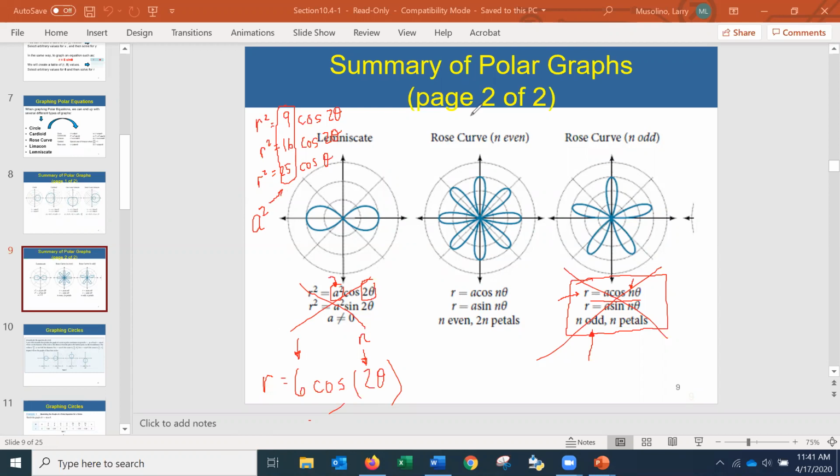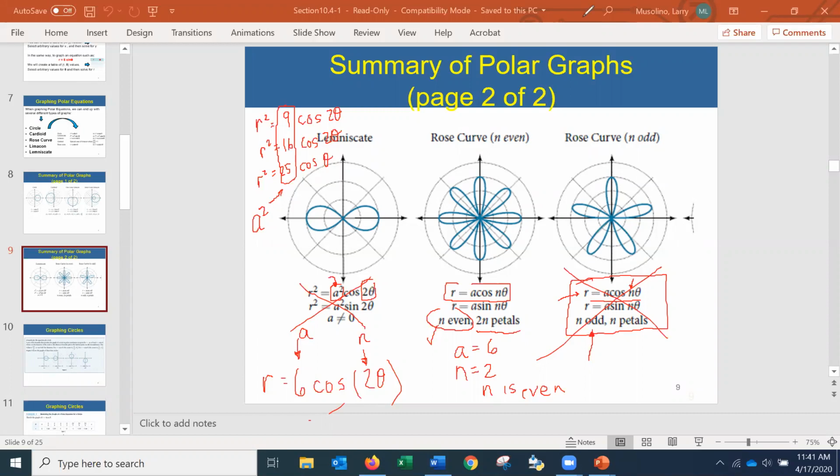Well, that leaves me with just a rose curve. And I can see I do match up, because our equation does match up to a cosine n theta. In our example, a would be 6, and n equals 2, so n is even. That matches up. We match that condition. And now what this is telling us is you should expect there to be 2n petals.